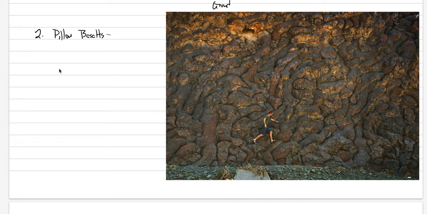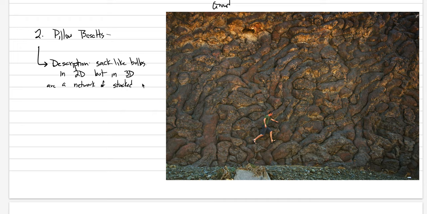And let's put some of these notes in about pillows right now. We'll start it off with a description, and then we'll get to process. So the description of a pillow basalt is like these sack-like bulbs, because they're bulbous, but in three dimensions. So this is like in 2D, but in 3D are an interconnected network of stacked tubes.